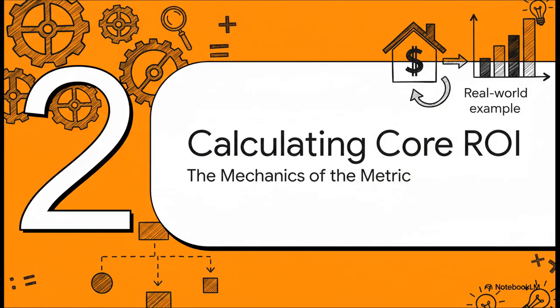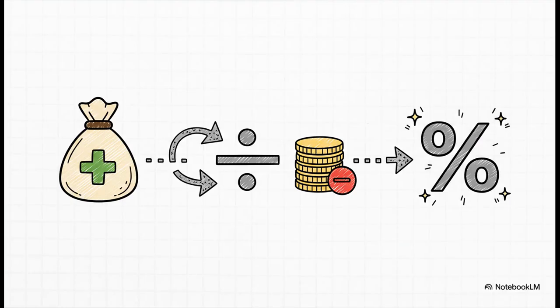Okay. Theory is one thing, but let's make this real. In this next part, we are going to walk through the actual formulas and then apply them to a real-world example so you can see exactly how all the pieces fit together. So the main formula is beautifully simple. You just take your net return, that's your pure profit after everything is paid for, and you divide it by what the investment originally cost you. Then you multiply by 100, and bam, you get that clean percentage.